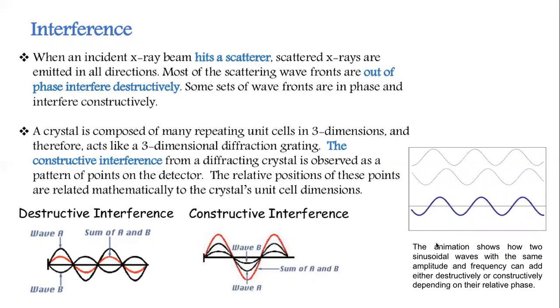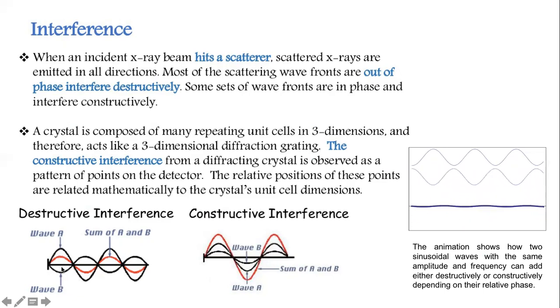So when an incident X-ray beam hits a scatterer, or in our case a crystal or a molecule that we are trying to learn about, the scattered X-rays are emitted in all directions. Sometimes they can interact with each other. That means the scattered waves that come out can interact in such a way that they are out of phase, and they are destructive, or they make each other neutral. For example, you can see here in the picture you have a wave and a trough.